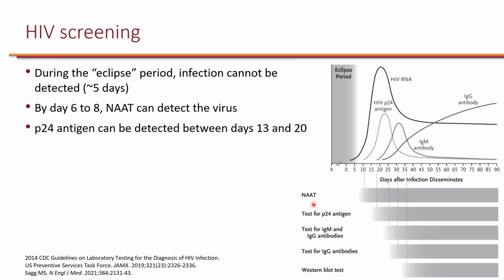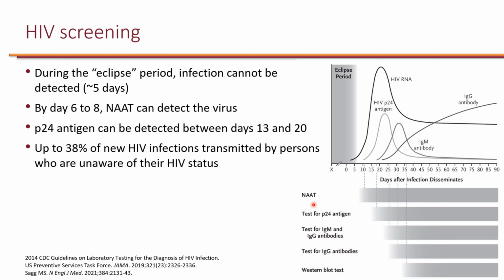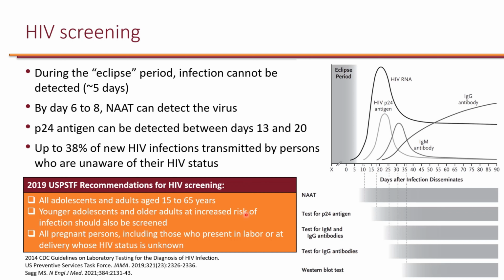detected. Now, up to 38% of new HIV infections are transmitted by people who are unaware of their HIV status. So it is important to screen people who are at risk for HIV. In fact, the 2019 USPSTF recommendations for HIV screening includes all adolescents and adults aged 15 to 65 years. And then people who are younger or older, if they have increased risk of infection, should also be screened. And of course, all pregnant persons, including those who present in labor or at delivery, whose HIV status is unknown, should be screened for HIV.